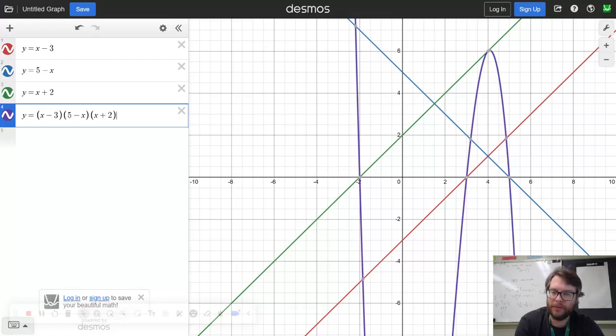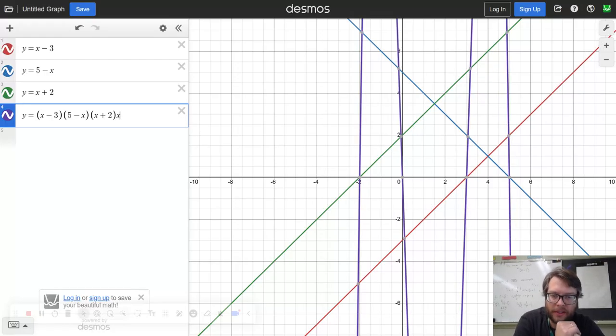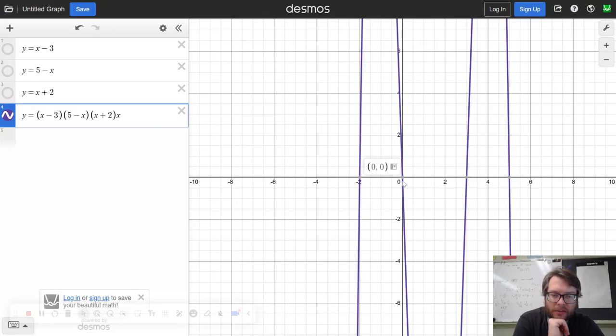Sometimes people get thrown off if there's a factor of x on the end. What changed about the graph? When I threw a factor of x on the end, it added a 0 at 0. Why? If I plug in x equals 0, it makes this little part highlighted 0. If I plug in x equals 0, it doesn't make the rest of it 0. It makes it some other number. I don't even care what that number is, because if I plug in 0 right here, I'm going to have 0 times a bunch of other stuff.